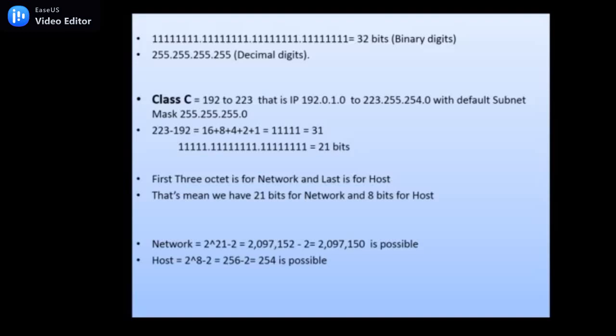Let's calculate it. For the calculation you have to do 2 to the power 21 minus 2. It is more than 2 lakh networks, as compared to class A or class B. Here in class C, we can create a larger number of networks than hosts. But when you're talking about the host, it is only 2 to the power 8 minus 2. That means 256 minus 2 is equal to 254 possibilities for creating hosts.